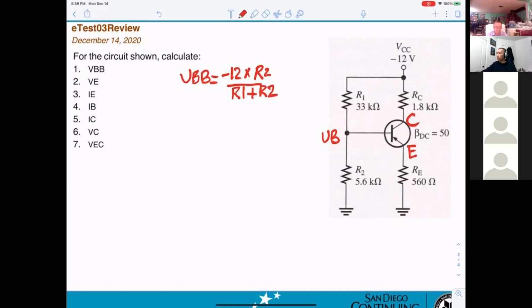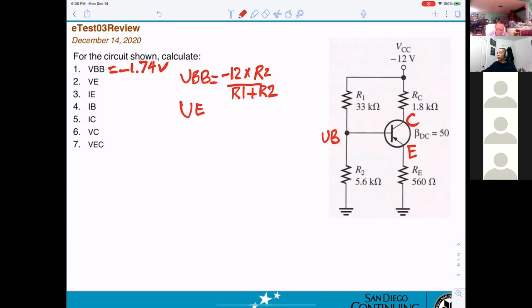Negative 1.7 volts. Okay, you said you got minus 1.7, right? Yeah, 1.74. Close enough, yes. 1.74, correct. Okay. And now they want VE. Negative 2.44. I say negative 1.04. Okay.